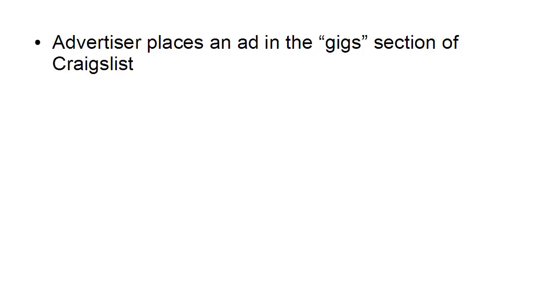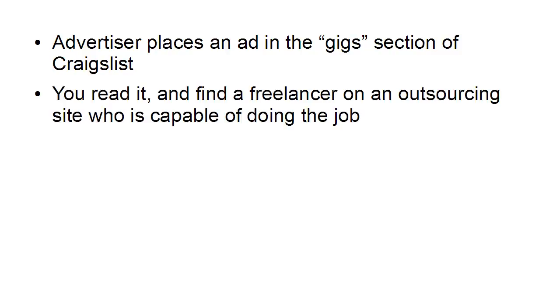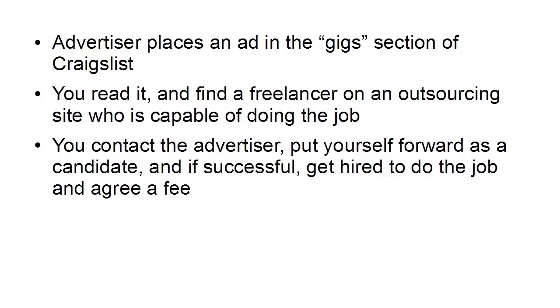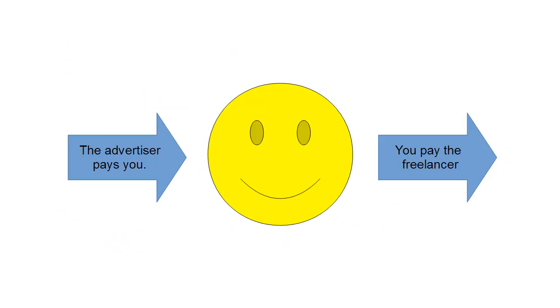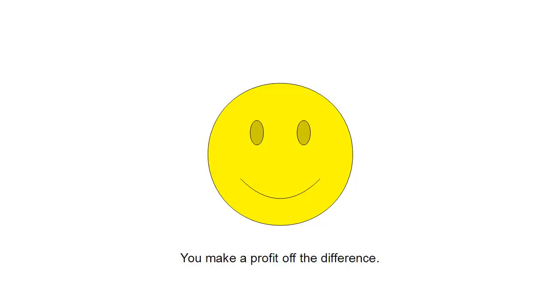What happens is an advertiser places an ad in the gigs section on Craigslist. You read it and you find a freelancer on an outsourcing site who's capable of doing the job. You contact the advertiser, put yourself forward as a candidate, and if successful, you get hired to do the job and you agree a fee. You then outsource it to the freelancer and pass the completed work on to the advertiser. So then the advertiser pays you, you pay the freelancer, and you make a profit off the difference. Simple, eh? Well, here's how you get started.